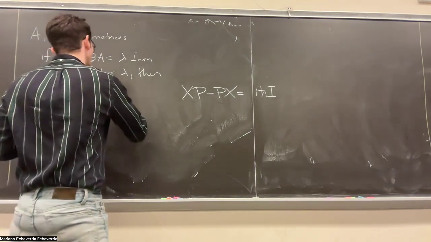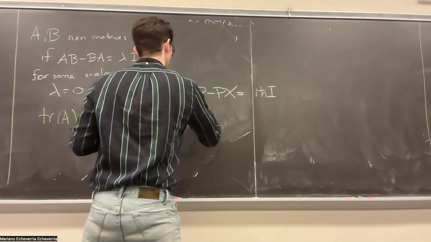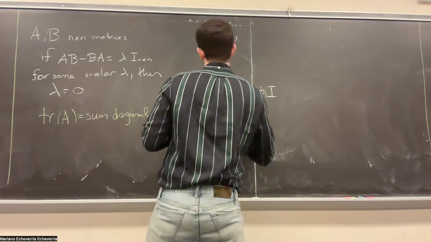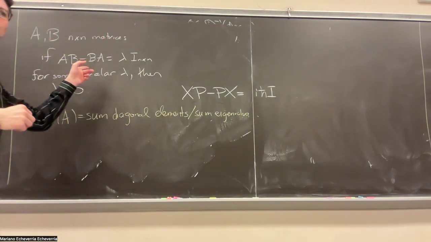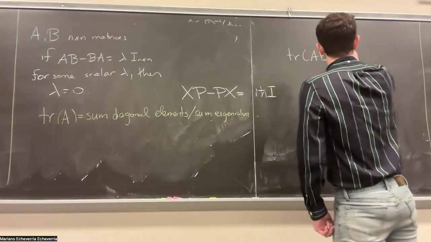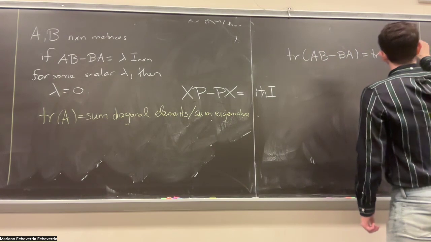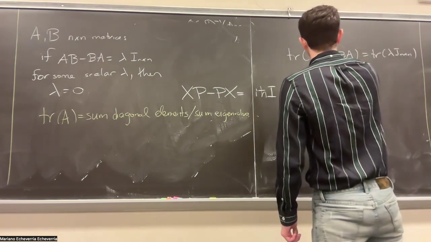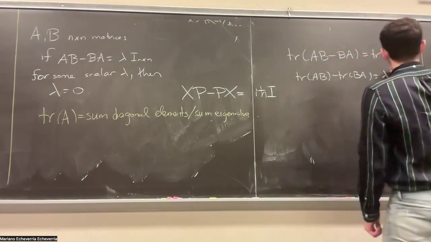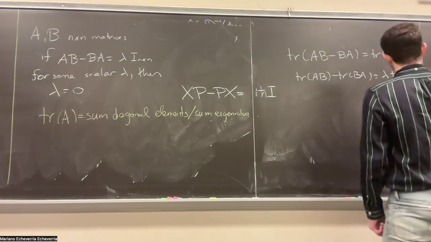So if you take the trace on both sides of the equation, it's almost for free, because then you get that the trace of AB minus BA equals the trace of lambda times the identity. The trace is linear, so you get the trace of AB minus the trace of BA equals lambda times the trace of the identity. We know the trace of the identity is just n, for an n-by-n matrix.